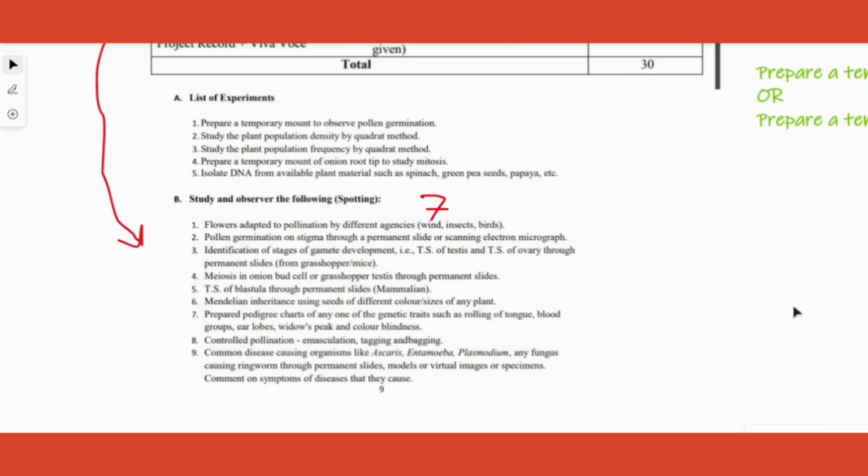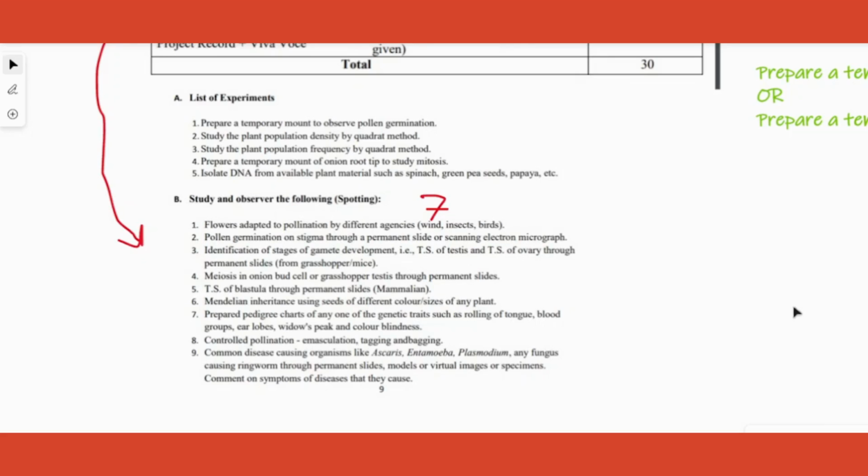Last one is disease causing microorganism. Here you can get ascaris because most schools will have ascaris and amoeba. 100% they will have. Plasmodium, again, we don't know whether it is going to be there. So if your school is having slides, have a look at it, draw it.